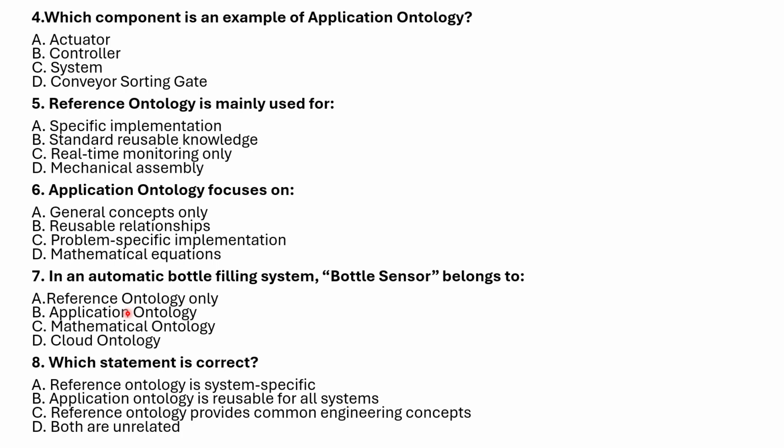Now coming to the eighth one, which statement is correct? A, reference ontology is system specific. B, application ontology is reusable for all types of systems. C, reference ontology provides a common engineering concept. D, both are unrelated. So what is the answer for this? The answer is C. The reference ontology provides a common engineering concept. Application ontology is not a reusable one. Reference ontology is a reusable format.